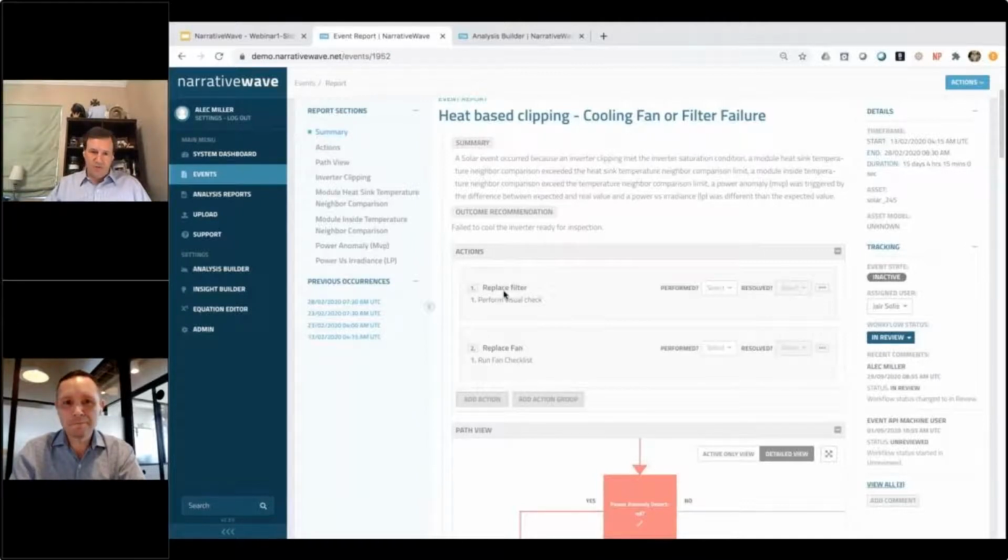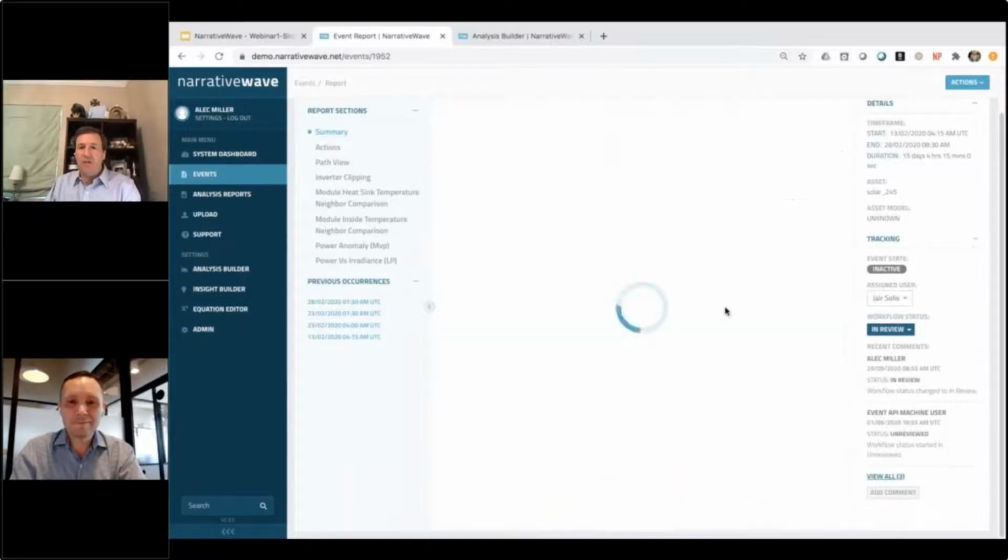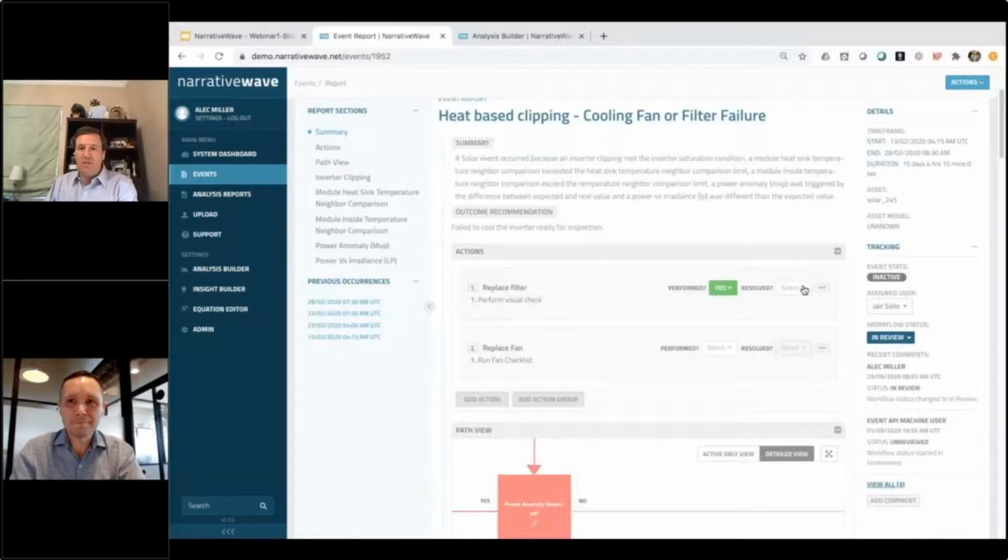So here's the first corrective action, which is replace the filter along with some checks to do. And here's the second corrective action, replace the fan along with some checks to do, right? And so this is an integrated view of this, and a lot of companies have CMS systems or maintenance systems. A lot of them are not tied into the analytics stack. If you can get those two talking together, you can do really interesting things like this, which is auto-suggesting the corrective actions. And you can also do very fun things like getting feedback on these corrective actions.